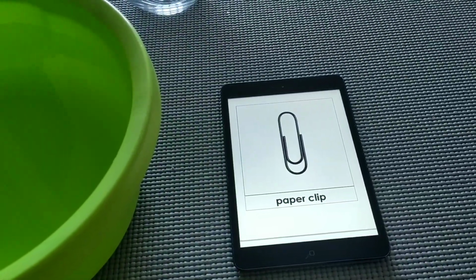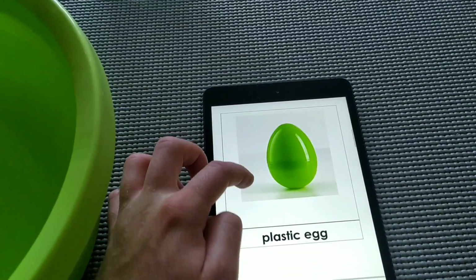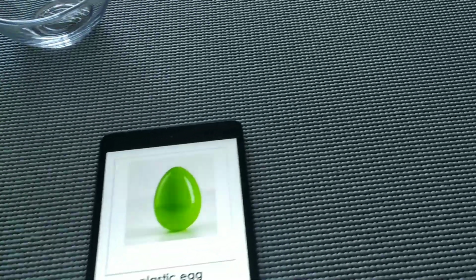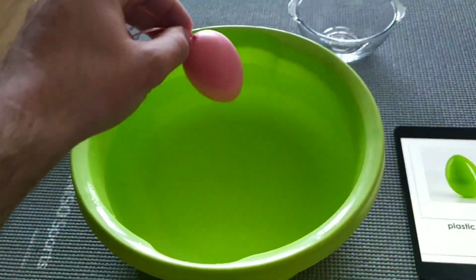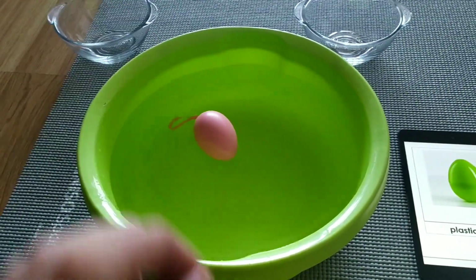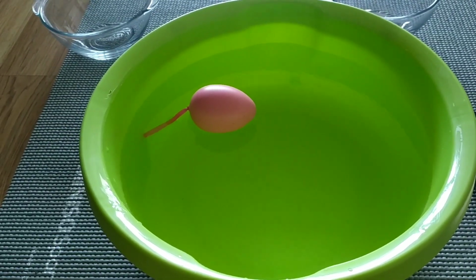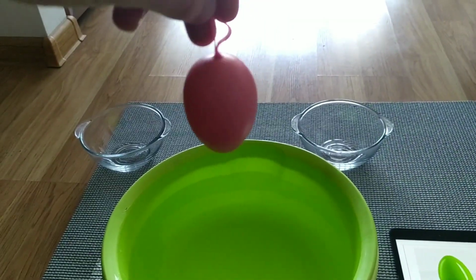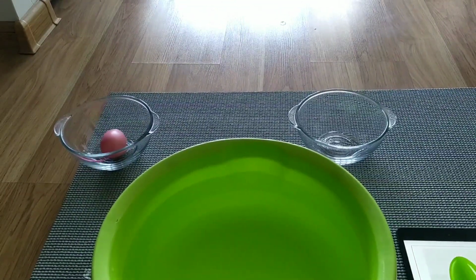Let's look at the next object. So we can see it is a plastic egg. So I can take the plastic egg, I can drop it in, and we can see that it floats. So the plastic egg floats. So we can put the plastic egg in the float bowl.